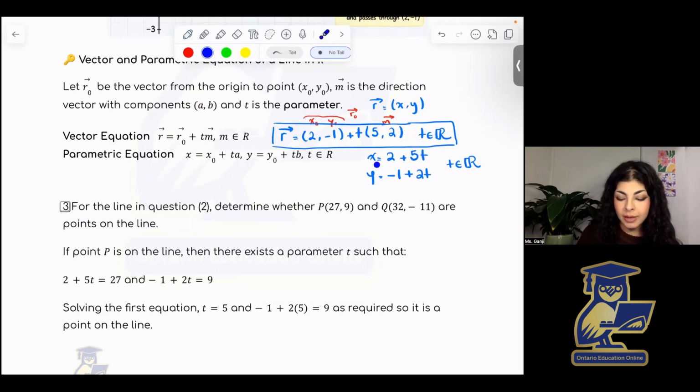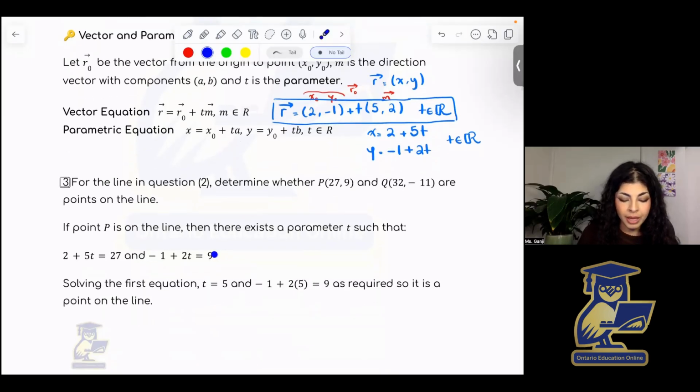So that means we will have 27 equal to 2 plus 5t, and we will also have 9, which is y, equal to negative 1 plus 2t. That's exactly what I have here. Now, from this first equation, you solve it and you get that t is equal to 5. You could try solving this again, but you can just try through substitution now. So I will substitute t equals 5 into my second equation and see that I get 9, which is exactly what I wanted.